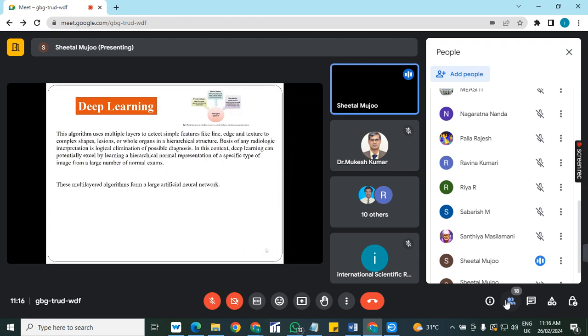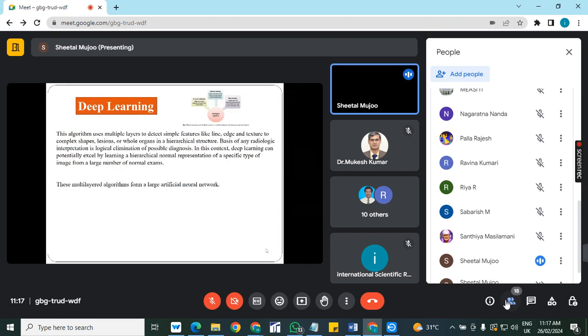Deep learning has multi-layered algorithms, so they work like our brain, like our artificial neural network, because multiple algorithms are there.